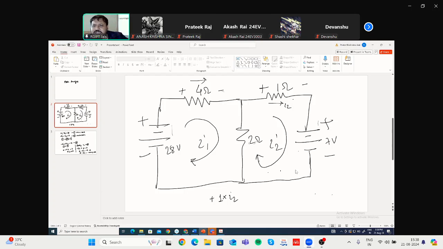The next element is this battery. Again, this side of the battery is positive, so moving in clockwise direction we encounter the plus sign first. So plus, and the value of this voltage is 7. Then the next element is the 2 ohm. Now 2 ohm is a common element between mesh 1 and mesh 2, so through this 2 ohm resistance you have to consider that both currents are flowing. I1 is flowing in this direction, I2 is flowing in this direction.